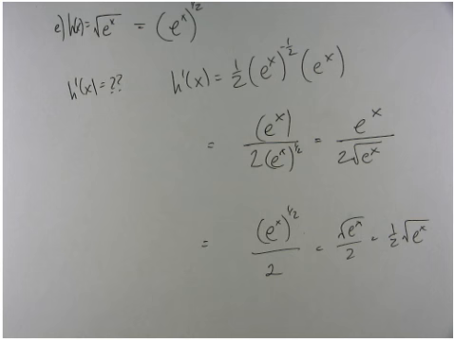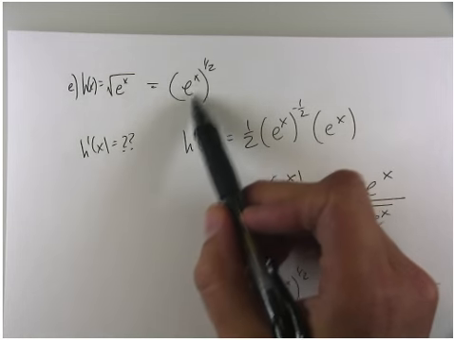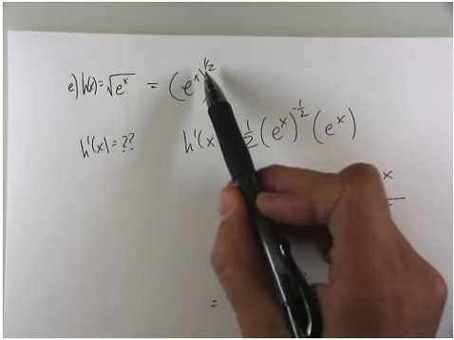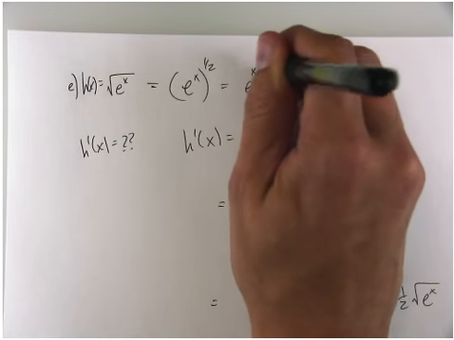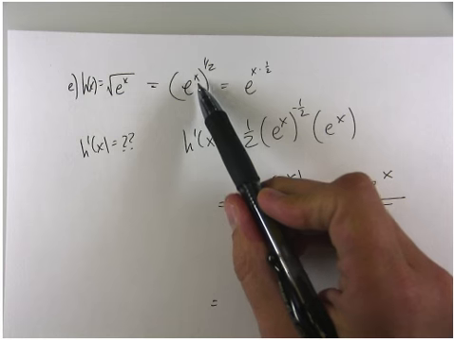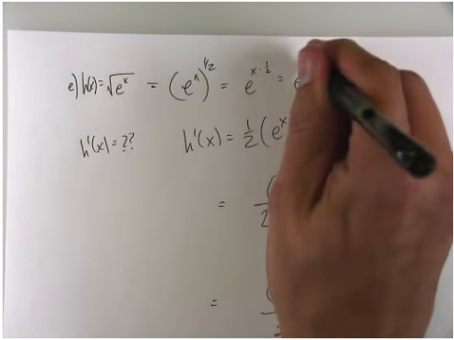This might have been a little bit easier if way back here, I might have said, I have an exponential expression raised to an exponent. So this is just e to the x times 1/2, right? An exponent raised to an exponent, you can multiply. So this is e to the 1/2 x.